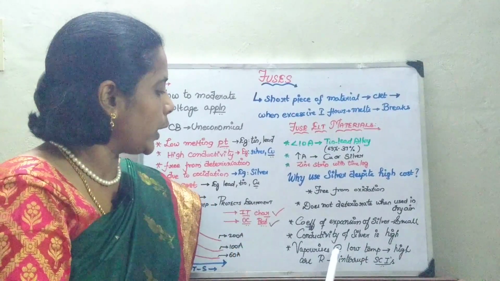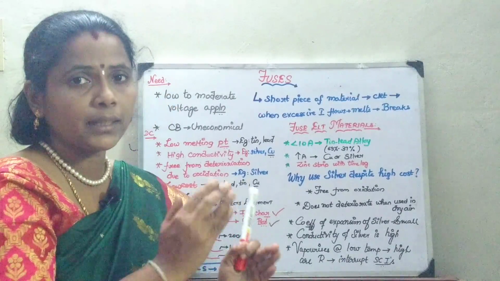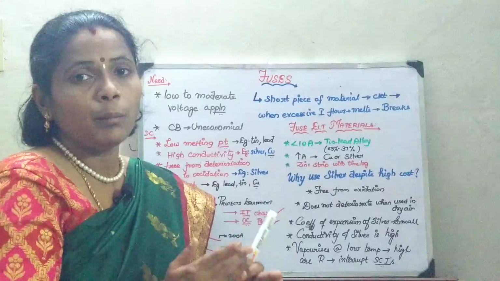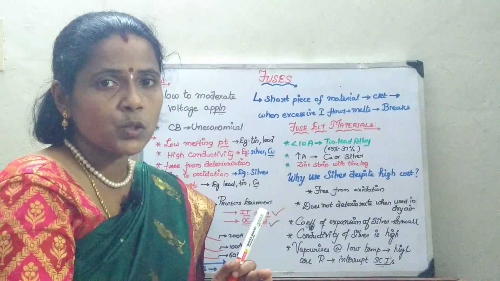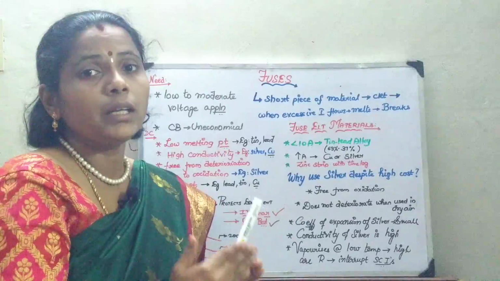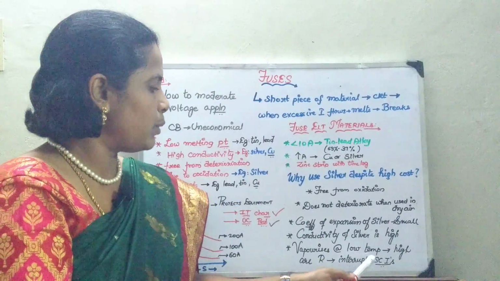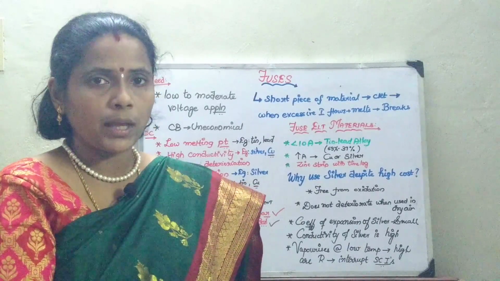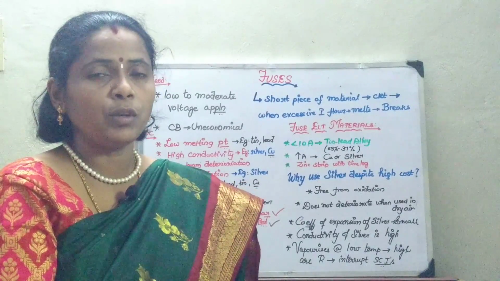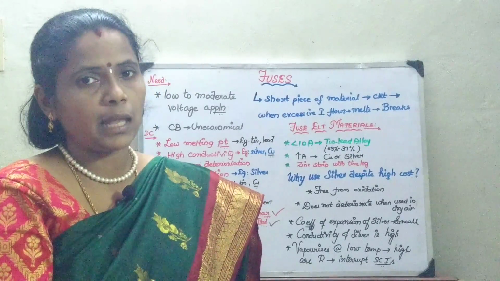So it vaporizes at low temperature so that it builds up a very high arc resistance between the two points. Whenever it builds a high arc resistance, it will not allow the current to reach the equipment. Thus it is able to interrupt the short circuit current. So with this, I wind up today's session. In the next session, we will be seeing the various properties of the fuse element. Thank you.